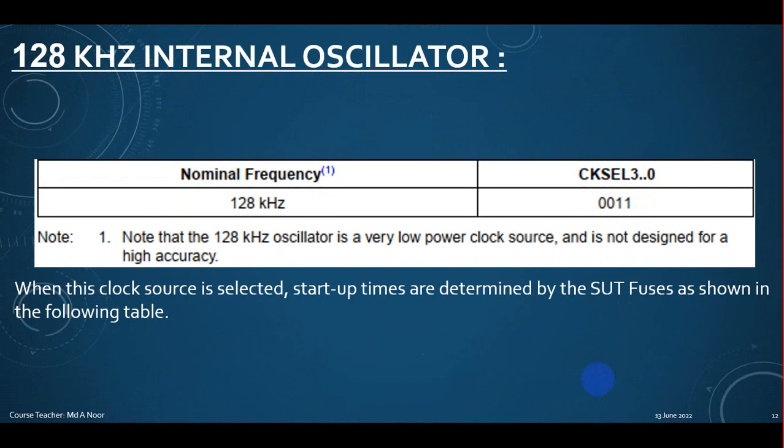128 kHz internal oscillator. Note that the 128 kHz oscillator is a very low power clock source and is not designed for high accuracy. When this clock source is selected, startup times are determined by the startup fuses as shown in the following table.